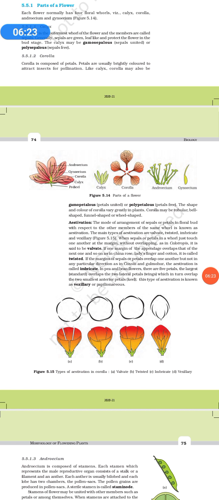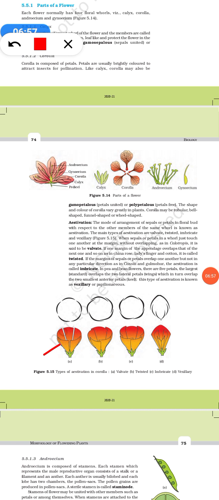Okay, then we have aestivation. What is aestivation? Aestivation is the mode of arrangement of sepals or petals in the floral bud, how it is arranged. Okay, so the main types of aestivation can be valvate, twisted or imbricate. So it may be valvate. Valvate is nothing but they are separated from each other. So when the sepals or petals in the whorl just touch one another at the margin without overlapping, then we say it is valvate.